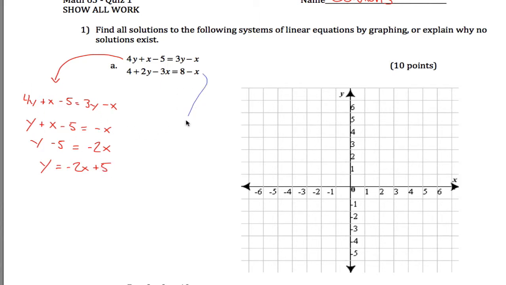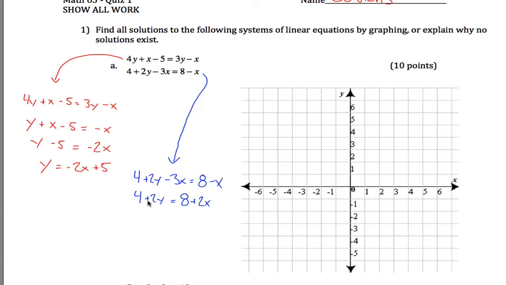And then we'll take care of this other equation, maybe down here. I got 4 plus 2y minus 3x equals 8 minus x. Again, I want to solve for y. Maybe add 3x to both sides. That'll give me 4 plus 2y equals 8. And if I add 3x over here, I used to have negative 1x. Adding 3 more will give me positive 2x.